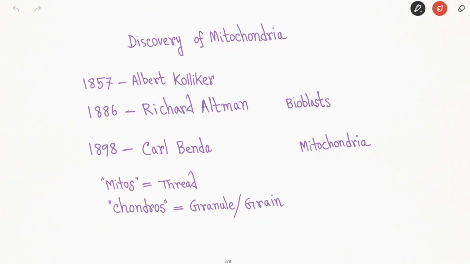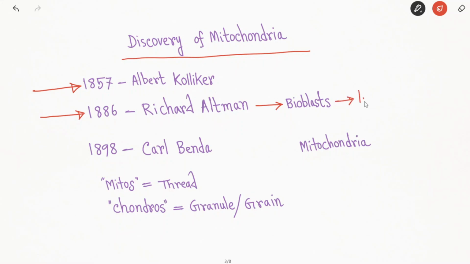Let's learn about the discovery of the mitochondria. So in 1857, Albert Kolliker first observed some organelles inside the cells. He found these organelles inside the muscle cells. And later in 1886, Richard Altmann found that with some exceptions, most of the cells have these kinds of organelles. He called them bioblasts or the living parasite.